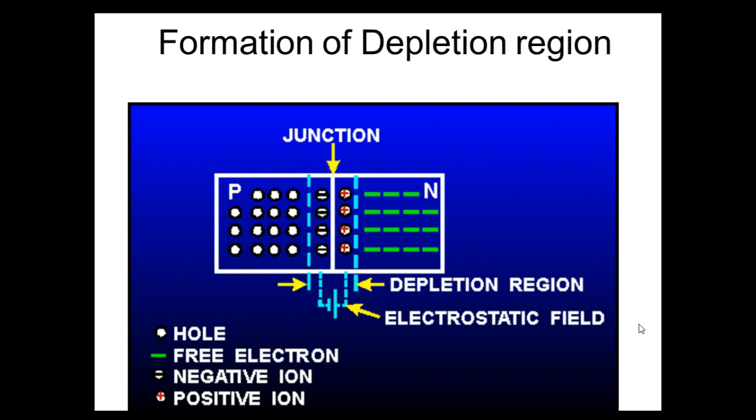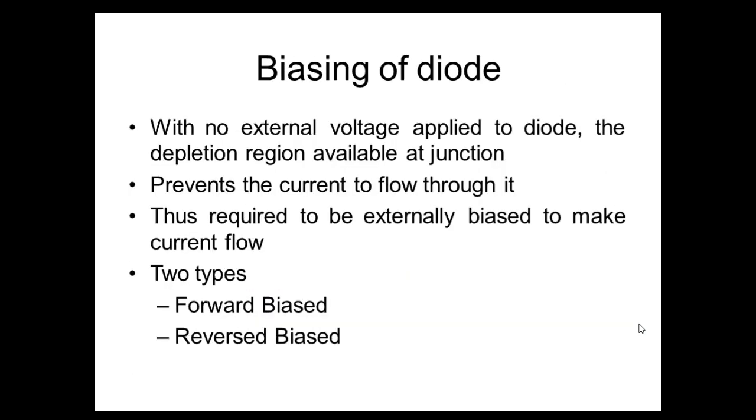So far we have discussed what is p type material and what is n type material, how the depletion region forms during fabrication, and how the barrier potential is formed. So far we have completed that. And now, biasing of diode.